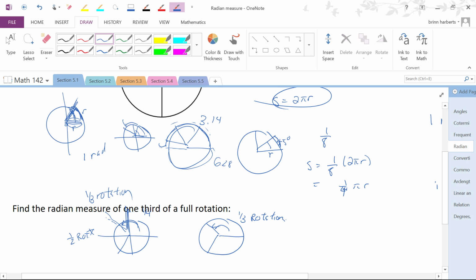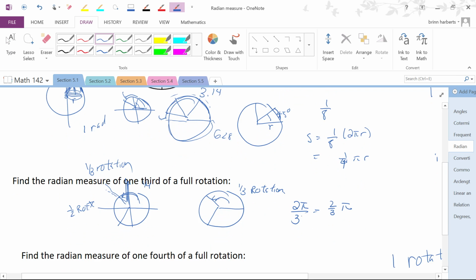Okay. To figure out what that angle is in radians, I would take a whole circle, a whole rotation, which is 2 pi, and I divide it by 3. So it's 2/3 pi. Okay. That's in radians. I can figure it out in degrees as well. In degrees, I take a whole circle, which is 360 degrees. I would divide it by 3, and that's 120 degrees. So this angle right here is 120 degrees, and it's the same thing as 2 pi over 3 radians.